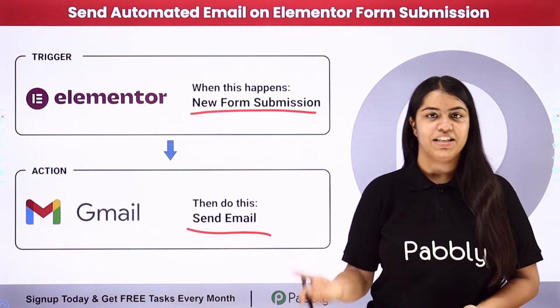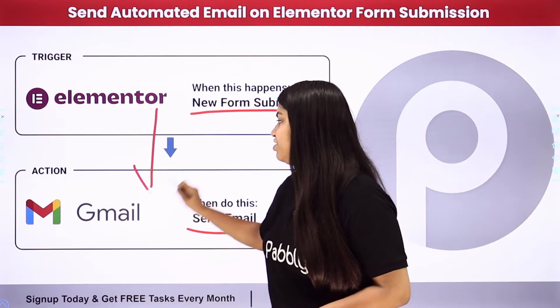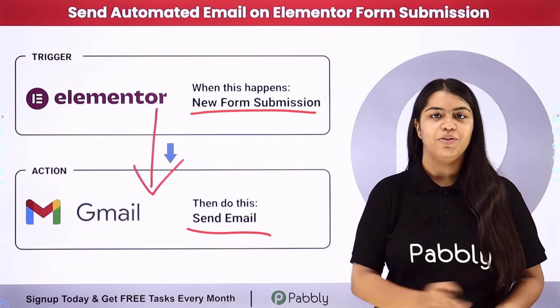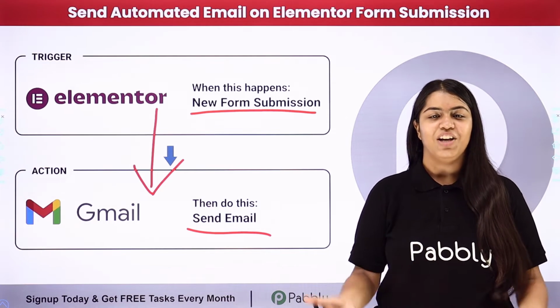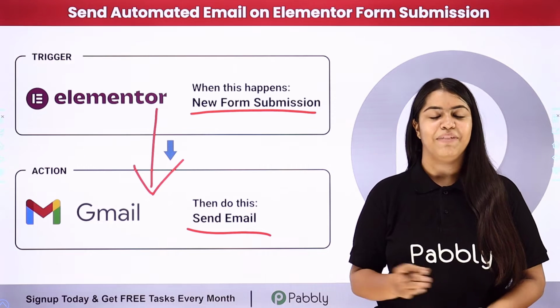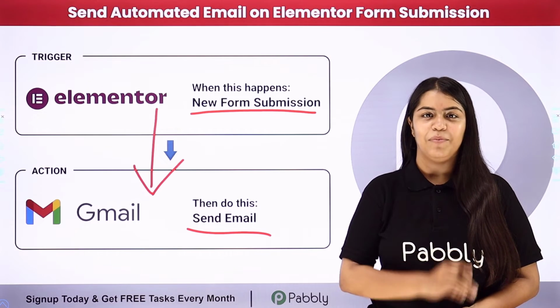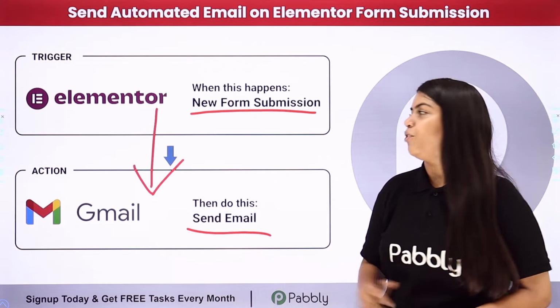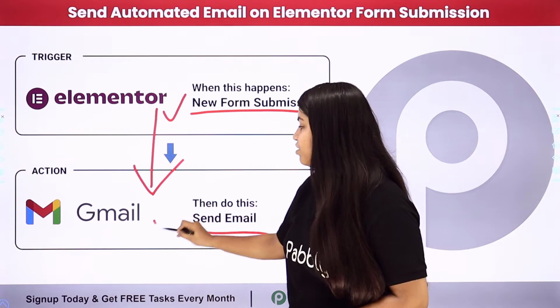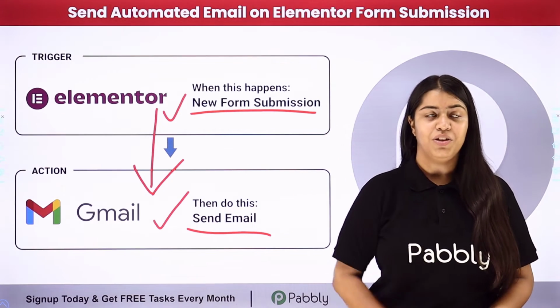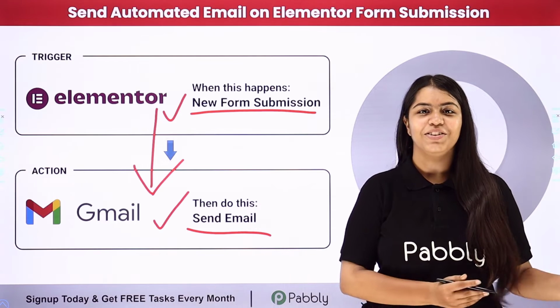For this, we are going to create a connection between Elementor and Gmail. To create this connection without knowing any programming or coding language, we are going to use Pabbly Connect. It is an amazing automation software. So in Pabbly, we have the concept of trigger and action. For trigger, we are going to use Elementor, and for action, we are using Gmail. So if you also wish to learn this process step by step, follow me through the screen.